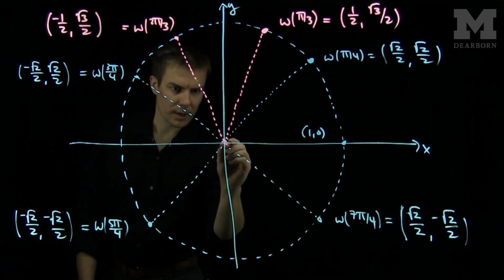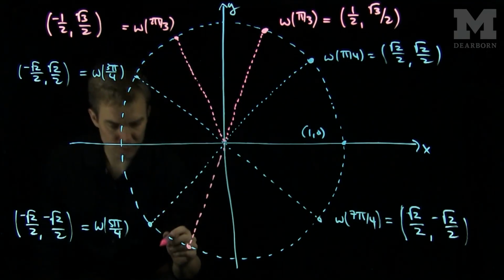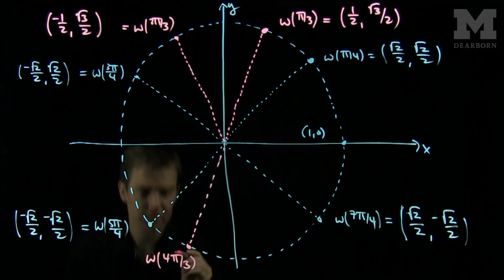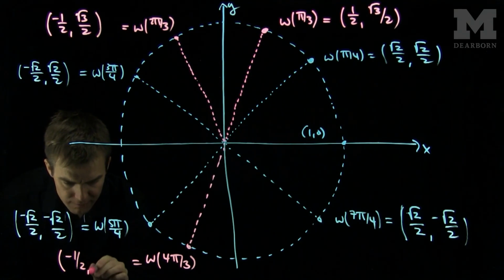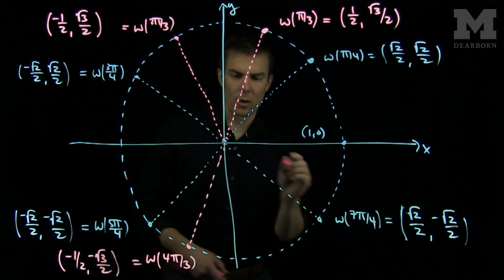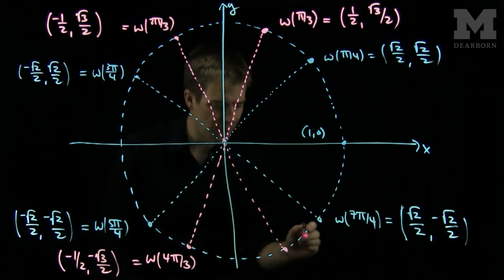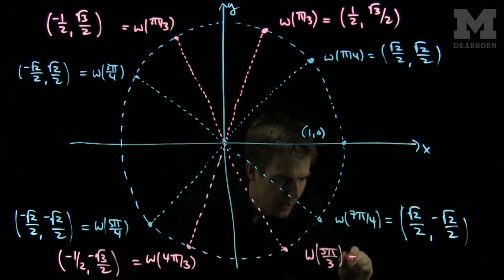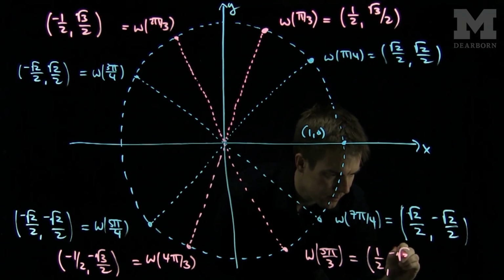I can go down over here to this value, and this will be the wrapping function at 4 pi over 3. Now both the x and y are negative, so this will be (negative 1/2, negative root 3 over 2). And we can go over here to the wrapping function at 5 pi over 3. Now x is positive and y is negative.